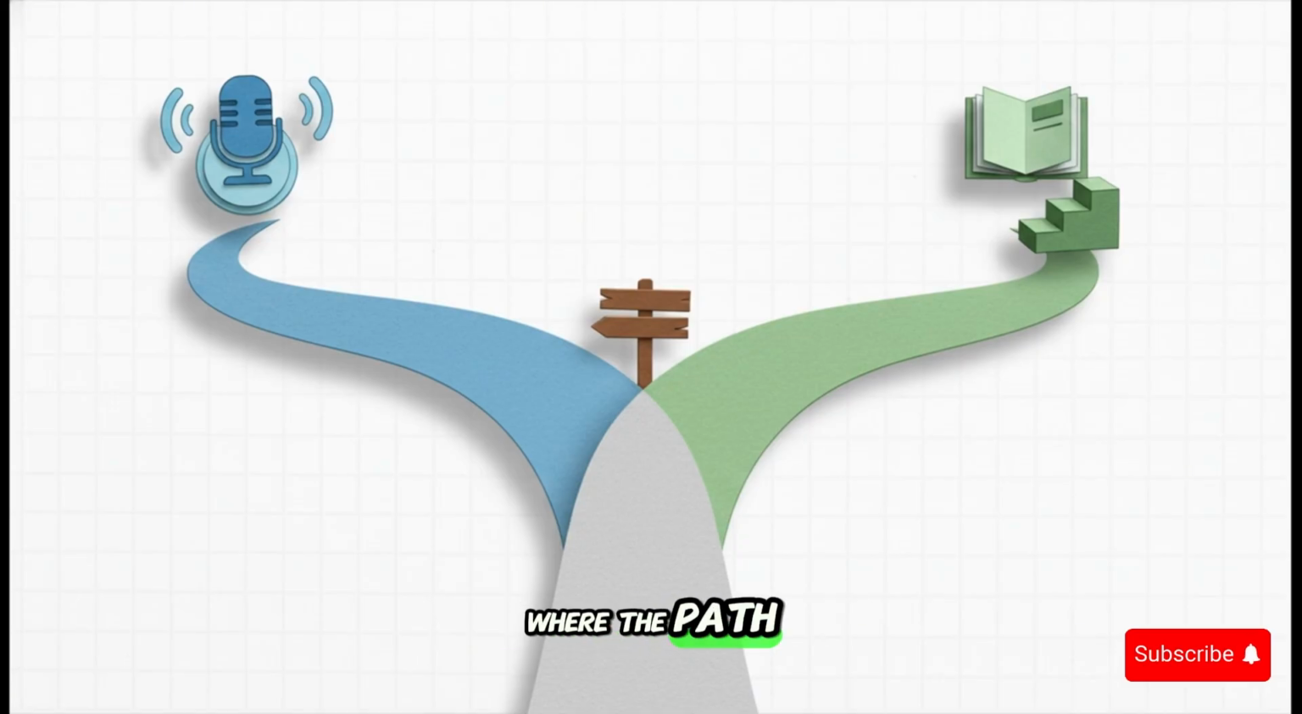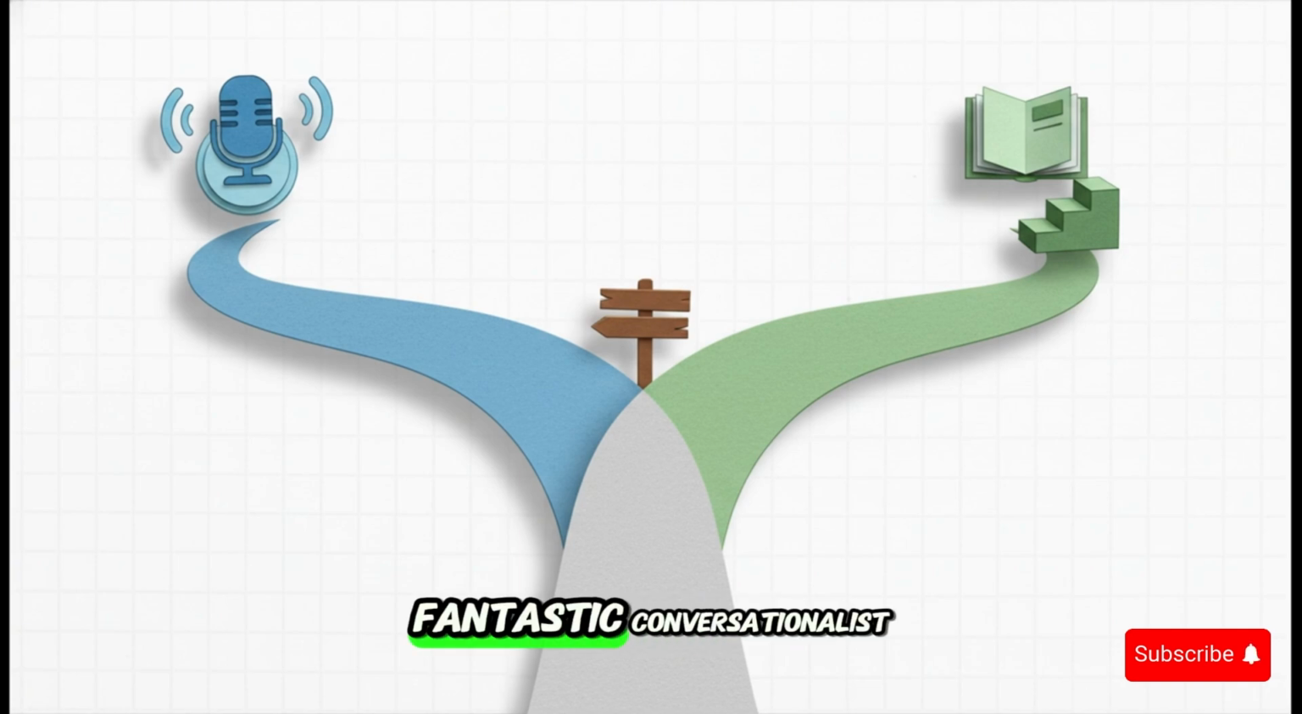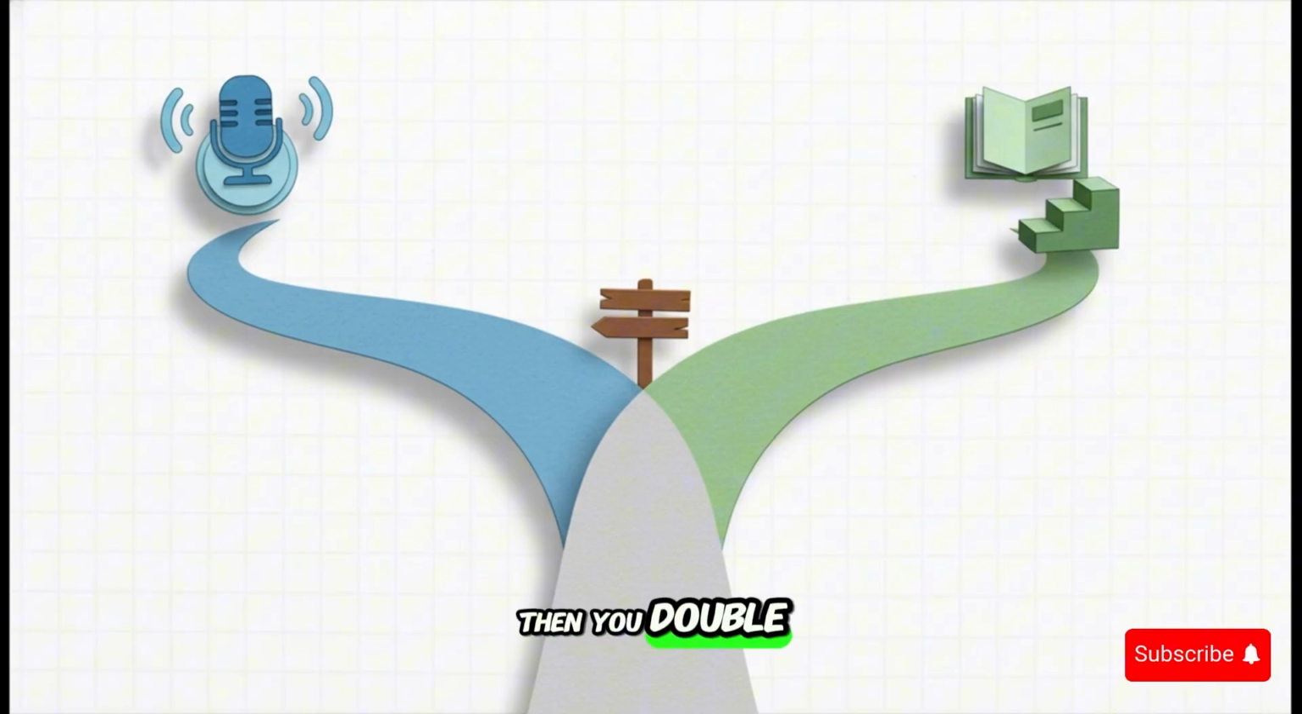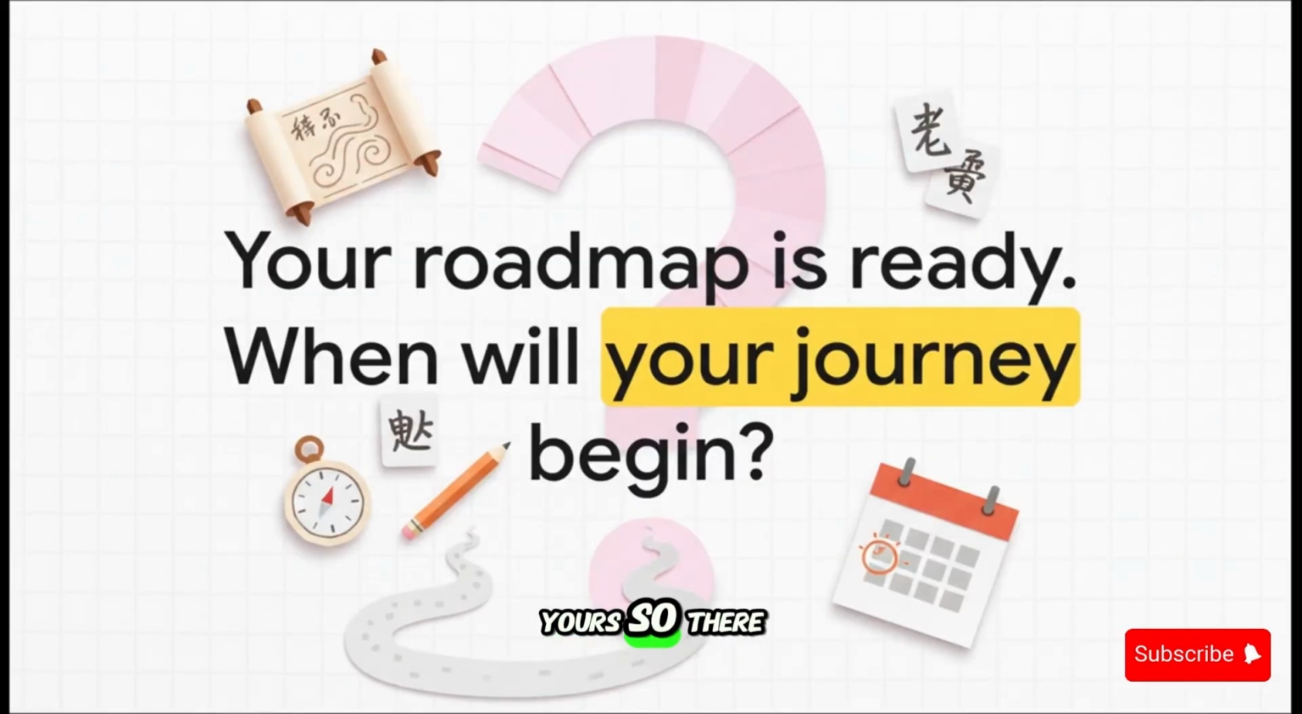So what happens when you get to that solid intermediate stage, around HSK 4? Well, this is where the path kind of forks. You actually get to choose your own adventure based on what you want to achieve. Do you want to be a fantastic conversationalist? Then you double down on podcasts and speaking practice. Do you want to be able to read Chinese novels? Then you keep climbing that HSK ladder. The choice is yours.